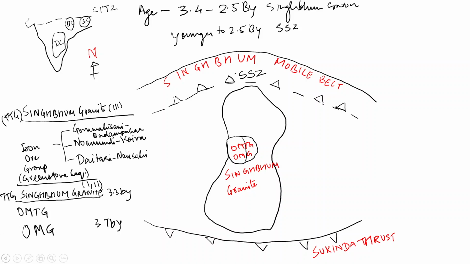The iron ore group, this is scattered. It's not in one location in the Singhum Craton. The Daitari Nosahi belt, that is the iron ore group, is somewhere in the southern portion near the Sukinda thrust. So this is Daitari Nosahi, and you should remember that it is a part of the iron ore group IOG.